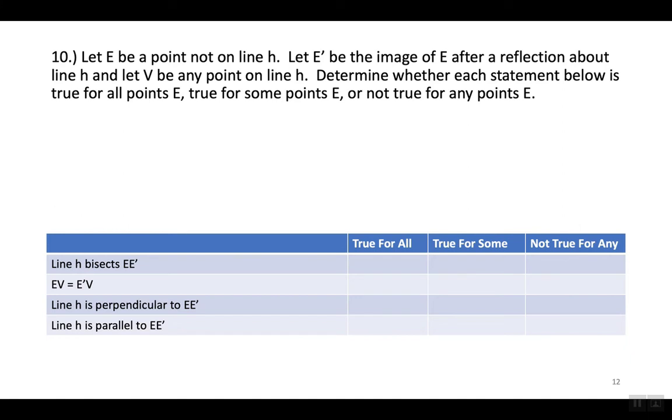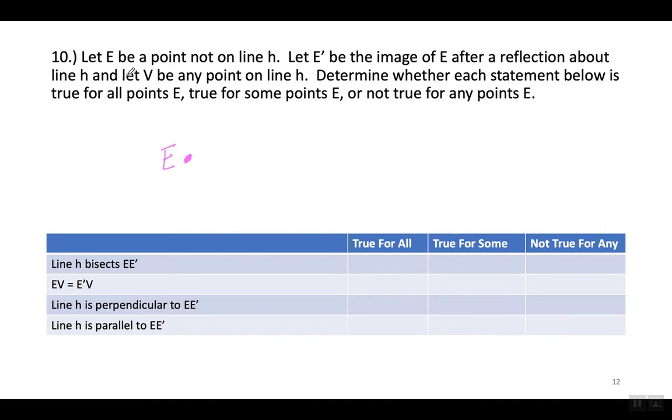Okay, so it says let E be a point not on line H, and let E prime be the image of E after a reflection about line H. Alright, hold on, let me draw this because I know a lot of you guys are already like, dude, this is hard. Alright, look, let E, point E. And by the way, I recommend you guys, if you're taking a test and you're confused, do a little sketch. A lot of times it'll help you get unconfused, all right?